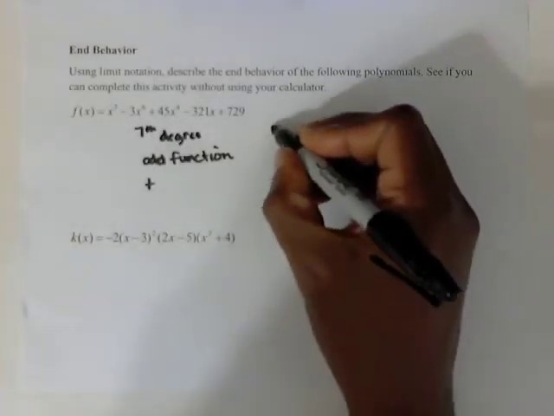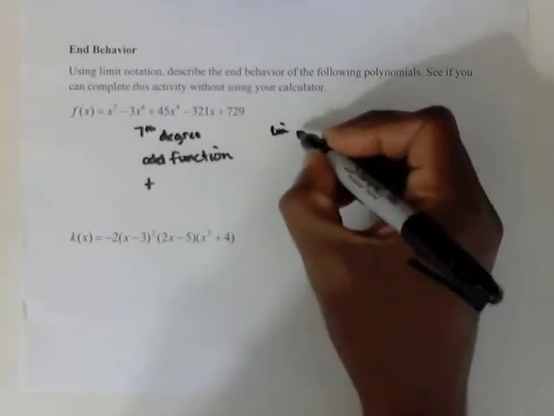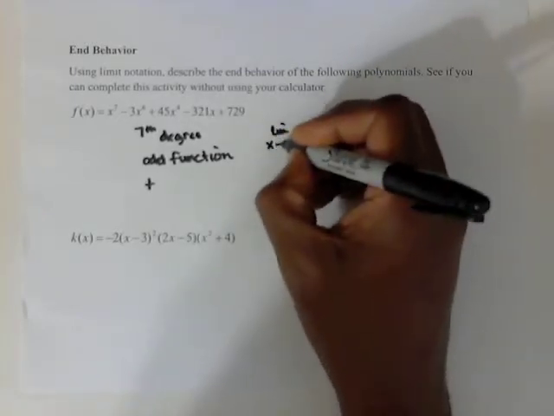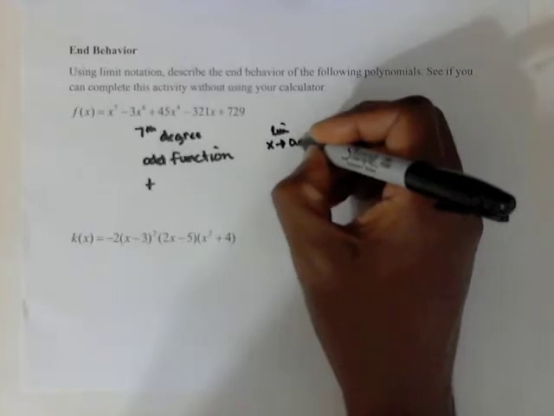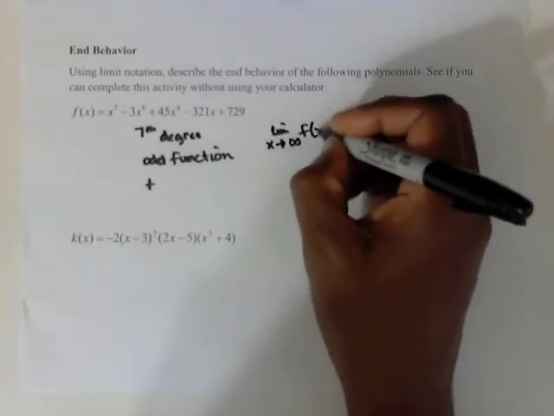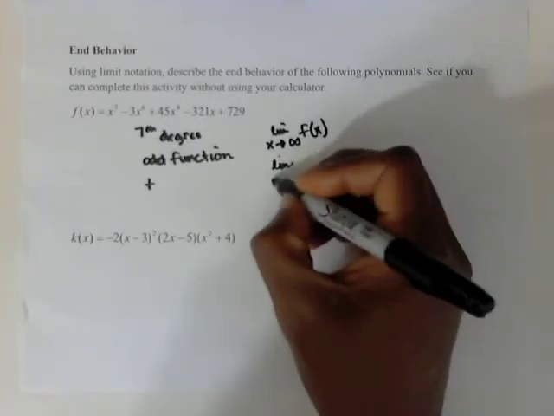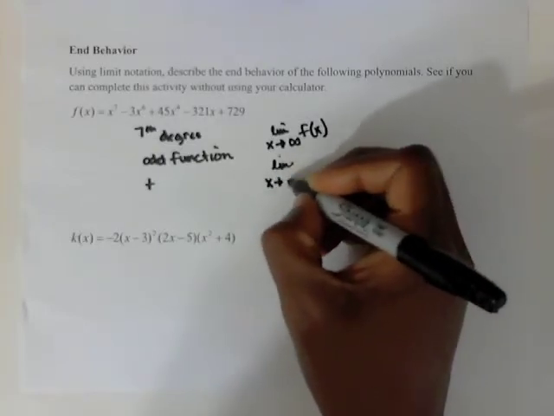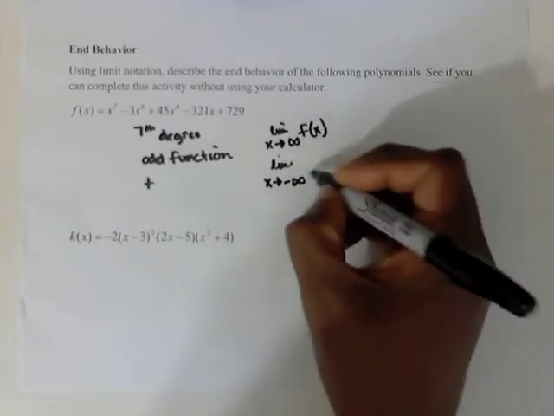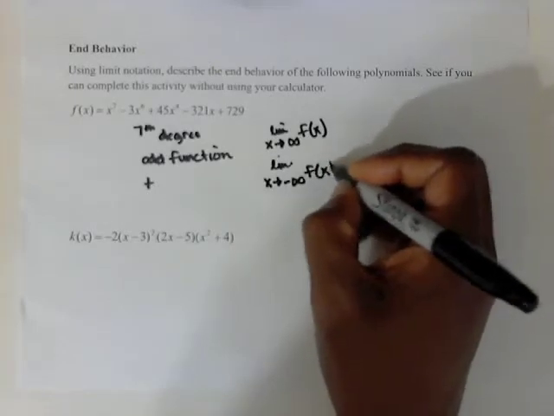So we'll need the limit as x approaches infinity of f of x, and we're also going to need the limit as x approaches negative infinity of f of x.